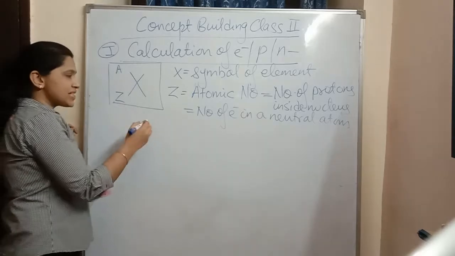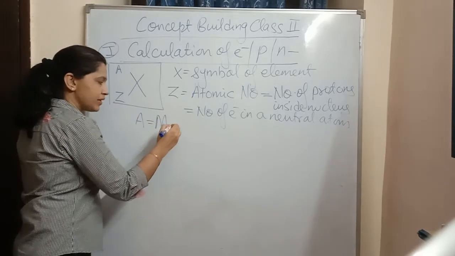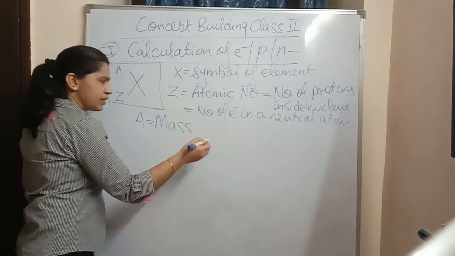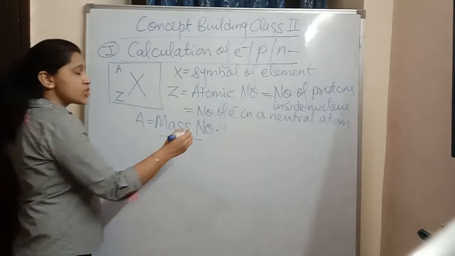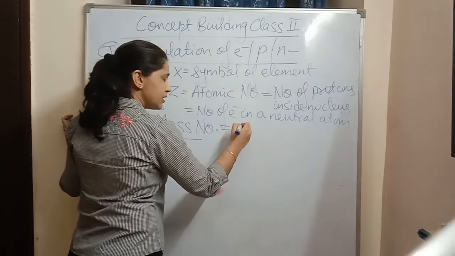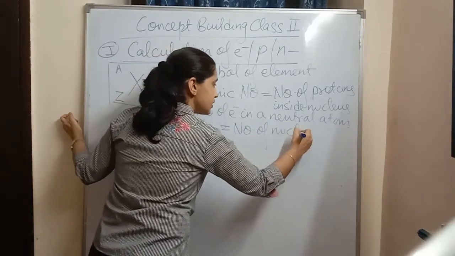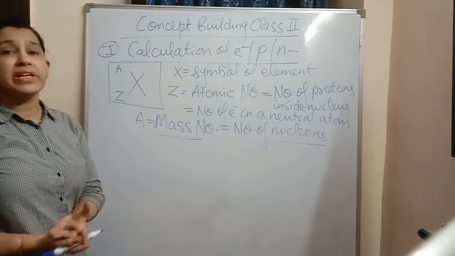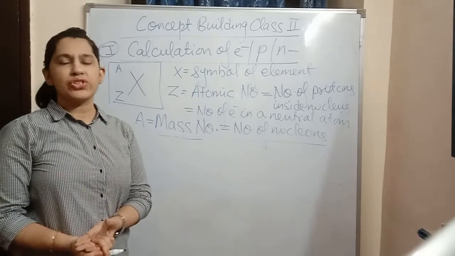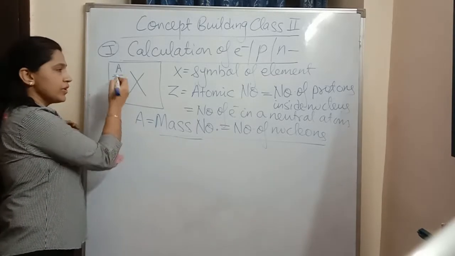Now, what does A stand for? A is your mass number. A stands for the mass number. It is also called the number of nucleons. जब भी आपको पूछा जाए मास नंबर क्या है या नंबर ऑफ न्यूक्लियॉन्स क्या है, it is nothing but it is simply equal to the A, right?